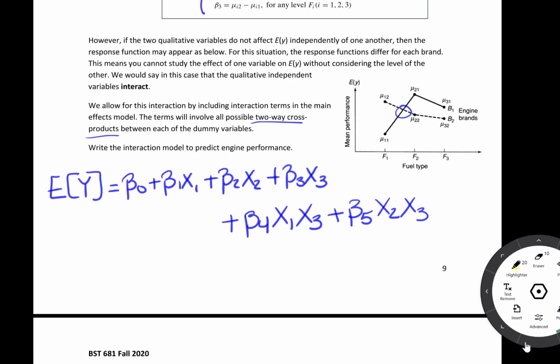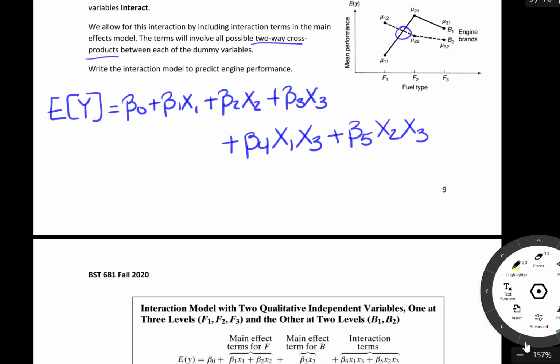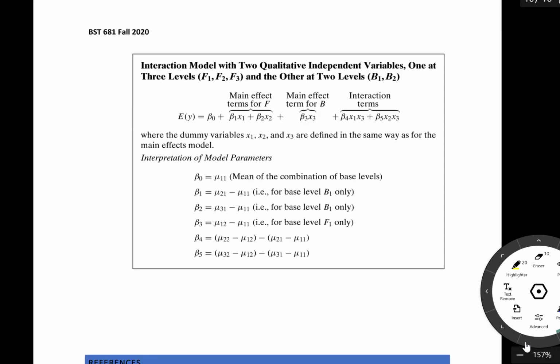So be careful here. If you were just looking for patterns, the next thing you might say is, well, if I've got an x1 and an x3 and an x2 and x3, I need an x1 and an x2. But you have to remember that x1 and x2 both deal with fuel type, so you can't have 2 different fuel types that are interacting with one another because those belong to the same categorical variable. So here is the summary of that interaction model with the 2 qualitative or categorical independent variables, again, one at 3 levels and the other one at 2 levels. And then here are the corresponding interpretations of the model parameters. And again, this is very similar to what we saw before.